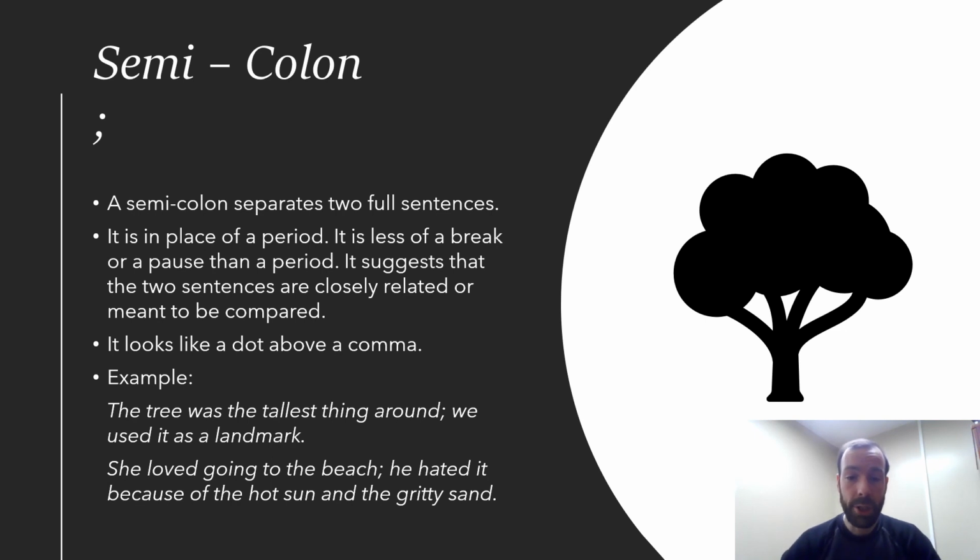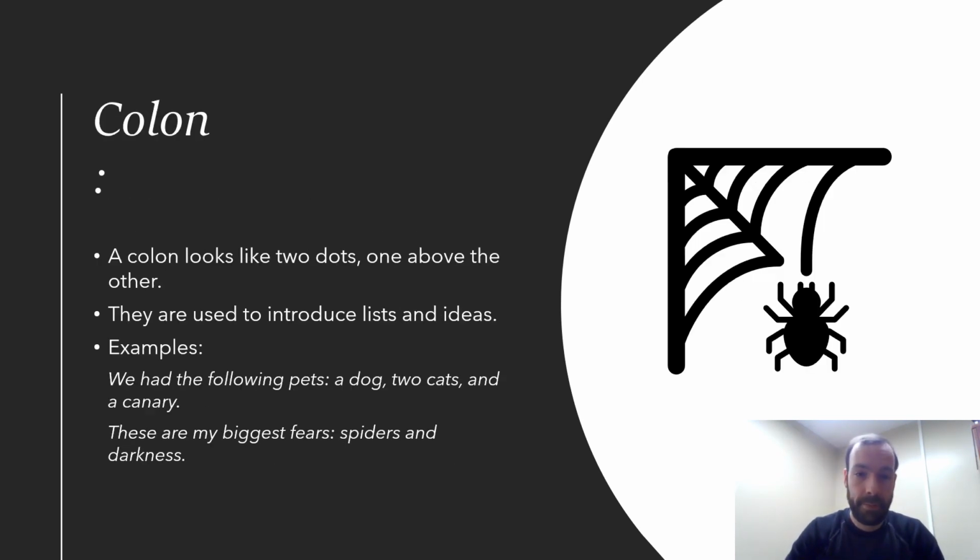The same thing: She loved going to the beach; he hated it because of the hot sun and the gritty sand. So again, two closely related sentences joined with just a semicolon. There's no conjunction, no joining word, no capital letter for the second sentence. And we're making a comparison. She loves the beach. He hates it.